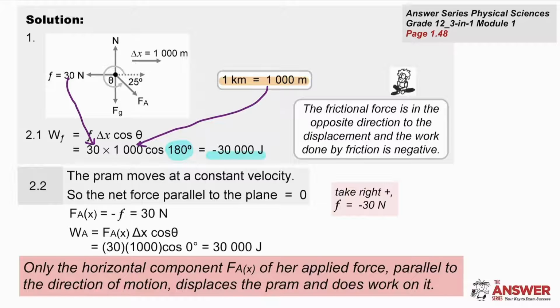To calculate the work done by the applied force, let's first work with a component in the horizontal direction. Because the pram is moving at a constant velocity, we know that F net equals 0. So if we take to the right as positive with the friction being negative, then the applied force in the x direction is going to be minus F, which is 30 newtons. Once more, substitution, firstly of that 30 newtons and of the 1,000 meters, gives us 30,000 joules, because now these two vectors are going in the same direction, and so theta is equal to 0 degrees.